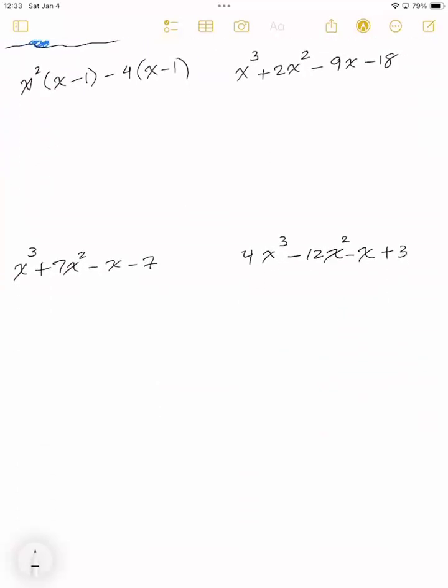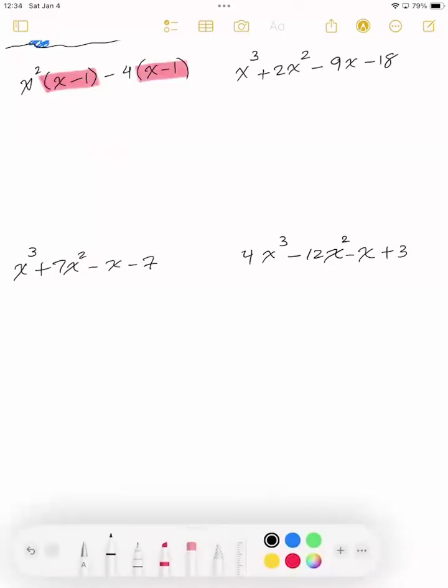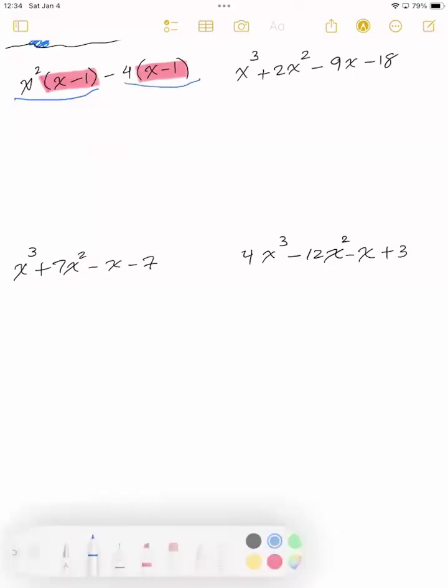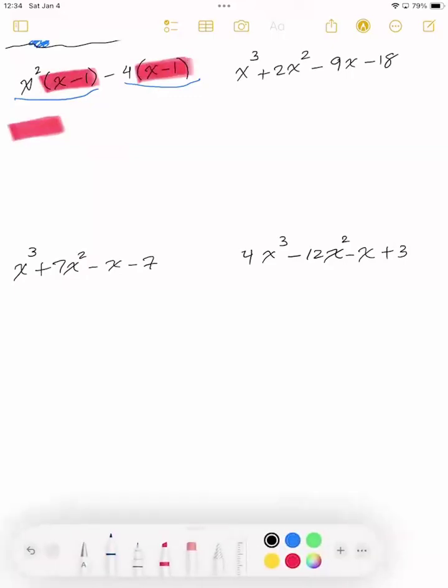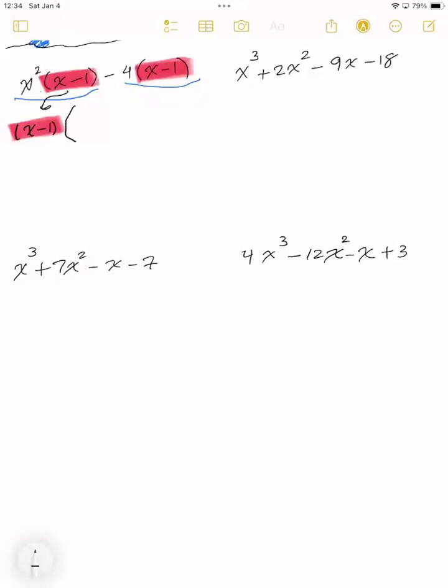I have one more example. So let me just do this one more time. In this case, I have x minus 1 as a common factor. I only have 2 terms. This is one term. This is another term. Both of them have a common factor, x minus 1. So I put the common factor here. I open up a parentheses. Then I have an x to the power 2, and then I have a negative 4.